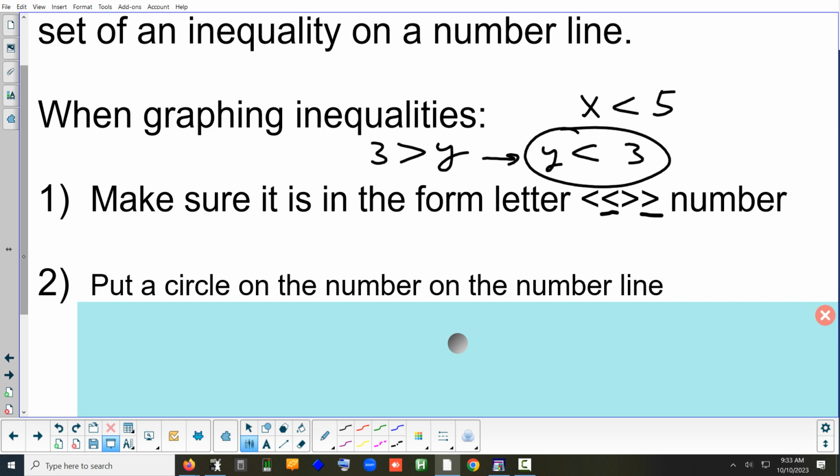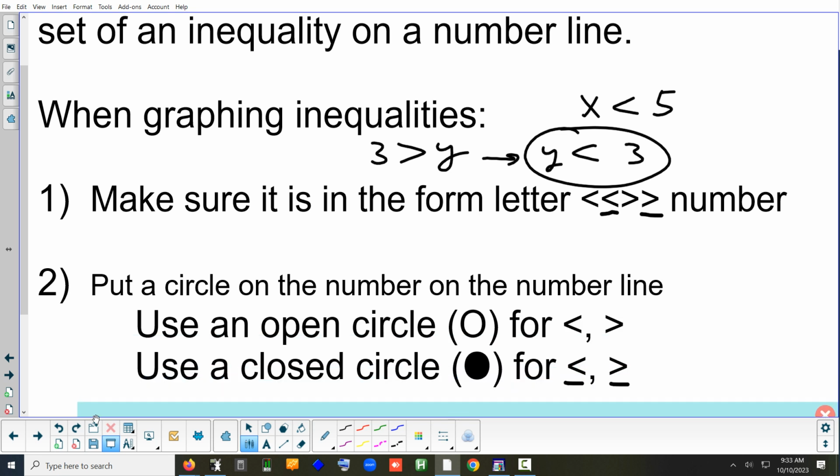Okay, next thing we have to do is put a circle on the number line. So step 2, you guys already have that part written down. You just have to fill in these 2 blanks. There's 2 kinds of circles. One type of circle that we use is an open circle. Another type of circle that we use is a closed circle.